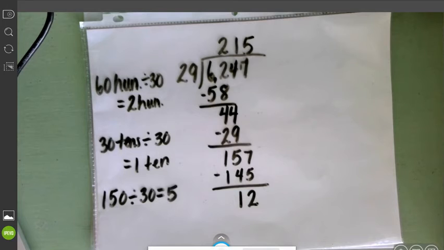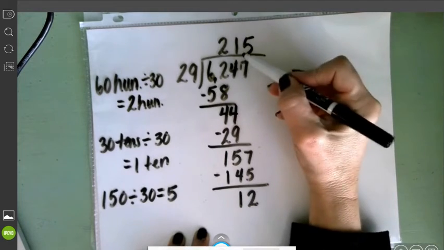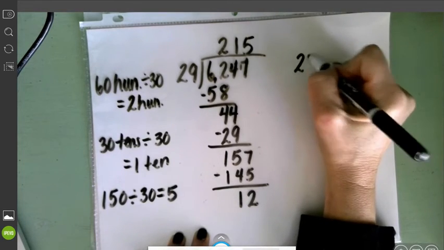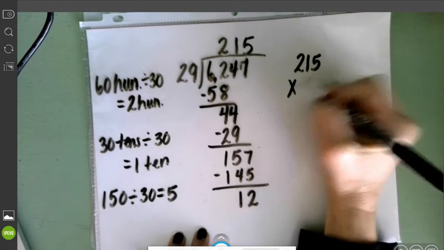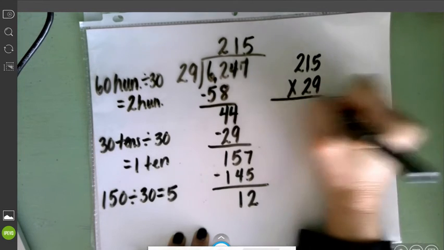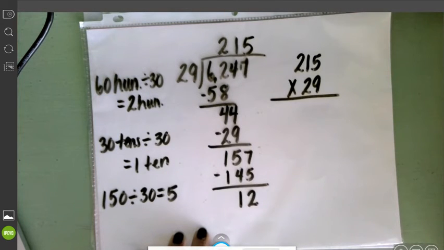Let's check using multiplication to see if our answer is correct and if we divided accurately. So remember, to check division, I'm going to take 215 and I'm going to see if there are indeed 29 groups of 215 that make 6,247. So let's go ahead and solve. I'm going to pause the video here to give you some chance to work, and then we're going to come back and we're going to check.